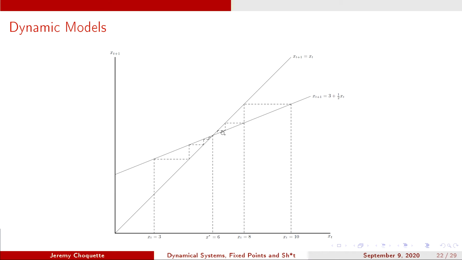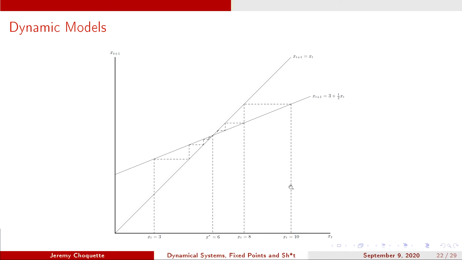Where this function, the function that we're analyzing, is crossing, where it intersects with the line x_{t+1} equals x_t, is the fixed point. So if the slope is less than 1, then we will get a fixed point.